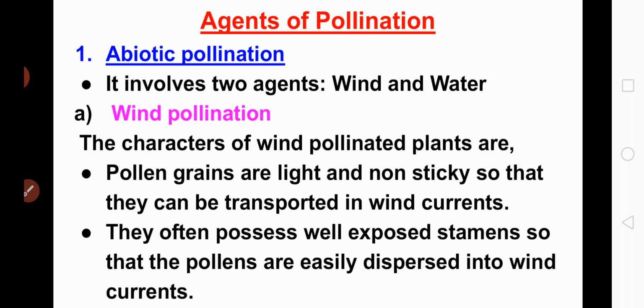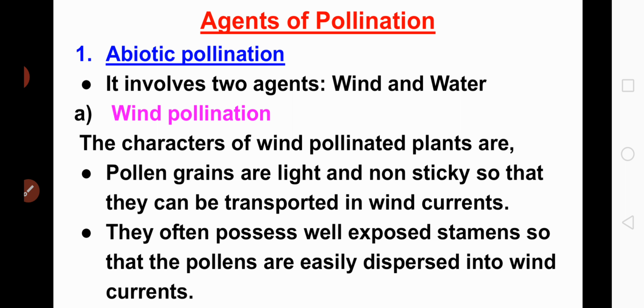Am I clear? Now coming to the first type of agent under abiotic, that is wind. If the pollination takes place with the help of wind, then it is called anemophily. So anemophily means the pollination process takes place with the help of wind. The plants which exhibit anemophily are called anemophilous plants. Now this is the more common type amongst the abiotic pollination.